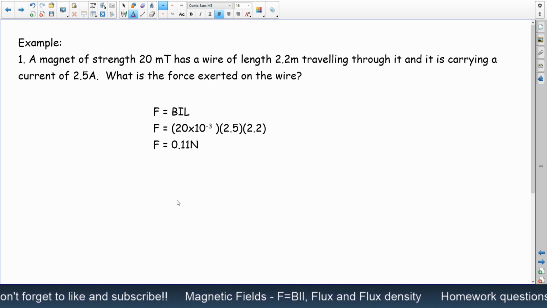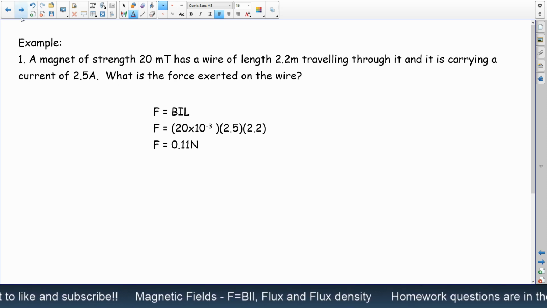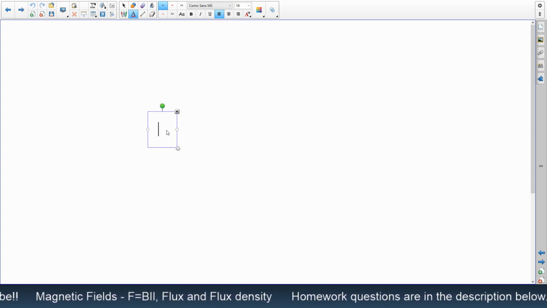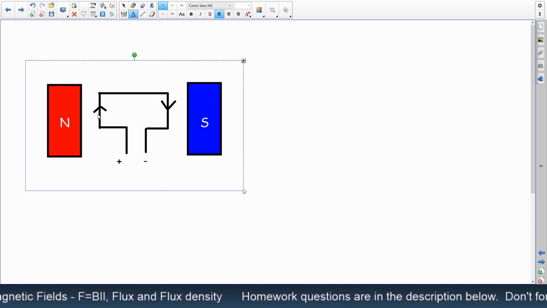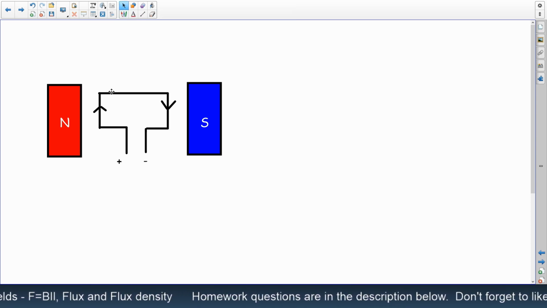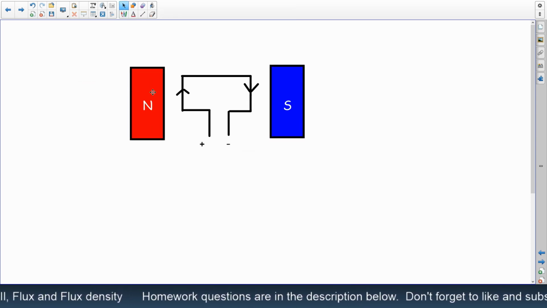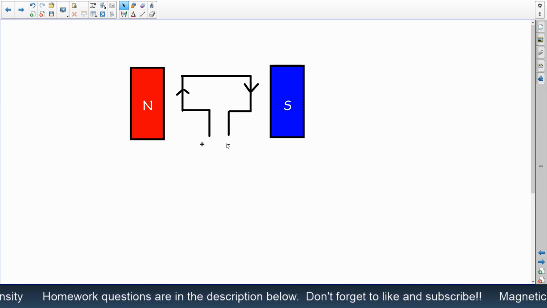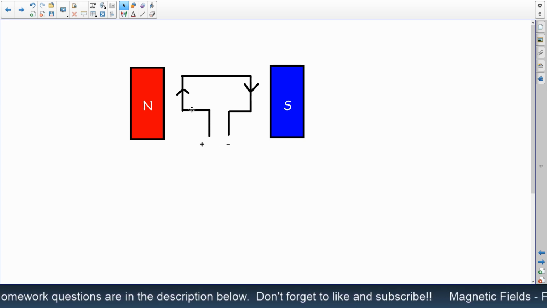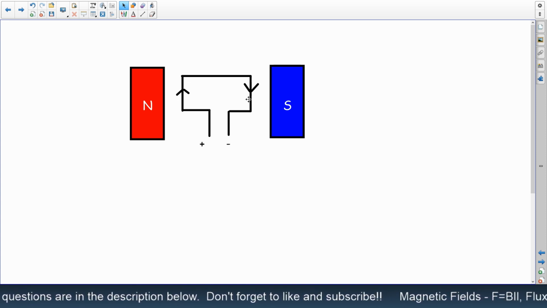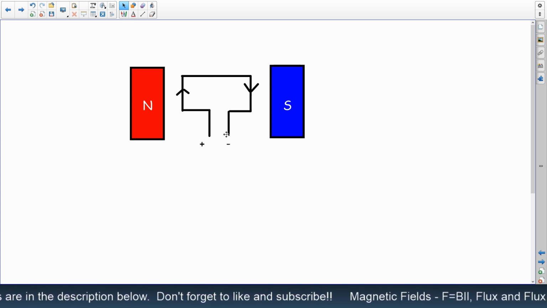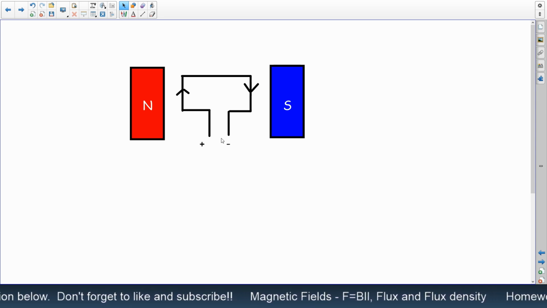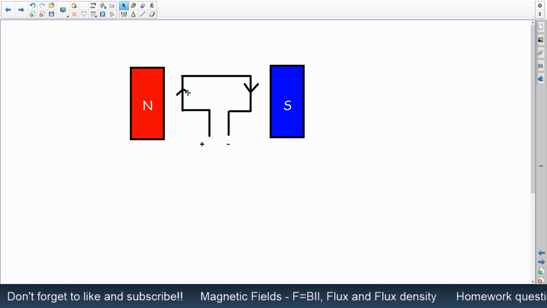Okay. Now let's take a look at that in a slightly different scenario. In this situation, I've got a north pole and a south pole facing each other, and in between them I have a loop of wire with a positive terminal here and a negative terminal here, and the current is going to travel around this loop like this. Now, here's the fun bit. Can you work out using Fleming's left-hand rule what's happening on this side of the wire?